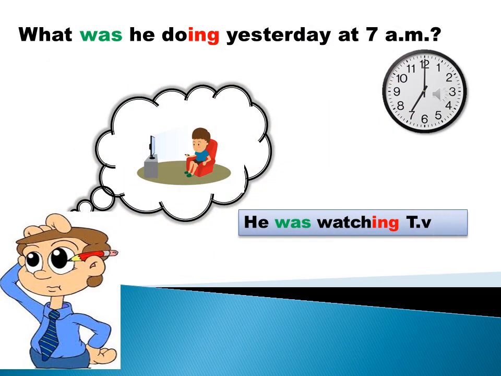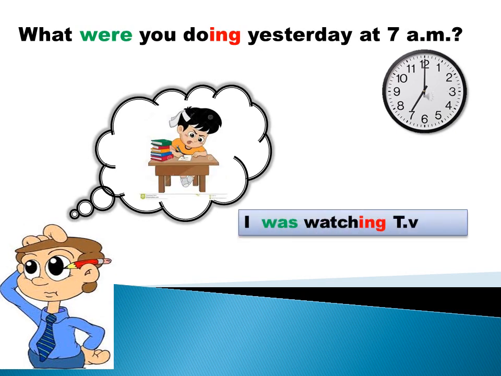Look at the example here. What was he doing yesterday at 7 a.m.? يعني شنو كان كيدير البارح مع السبعة الصباح. He was watching TV. متنقولوش he watched TV. He was watching TV. What were you doing yesterday at 7 a.m.? So, I was watching TV.